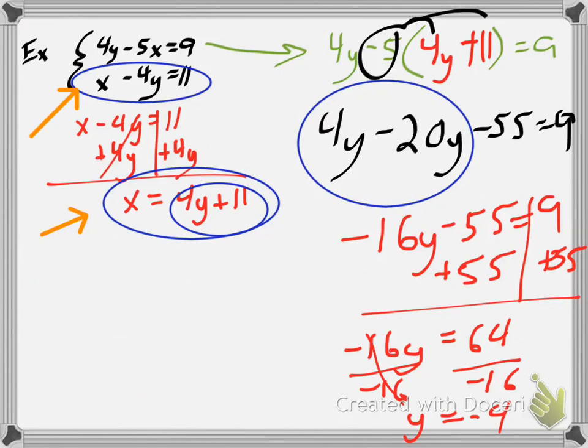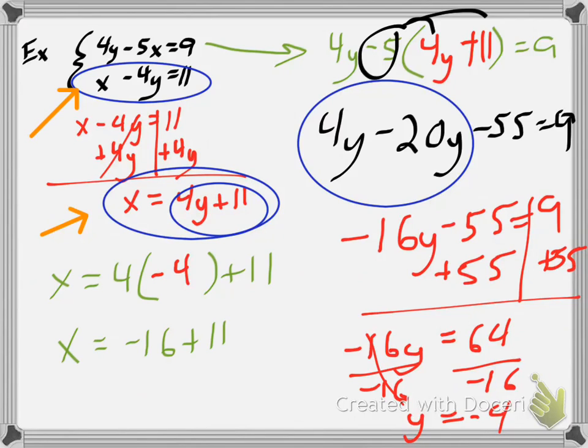So, x equals 4 times y plus 11. And y is negative 4, so I'm going to plug that in. So then we get x equals 4 times negative 4, which is negative 16, plus 11. So x is equal to negative 5. So now that we have x is equal to negative 5, our ordered pair is negative 5, comma, negative 4.